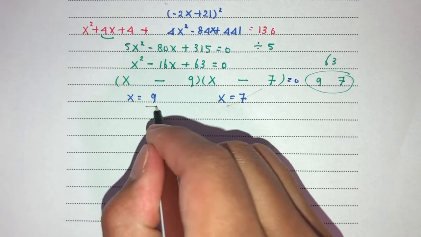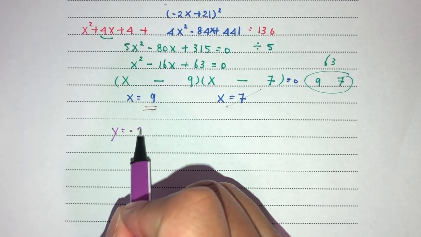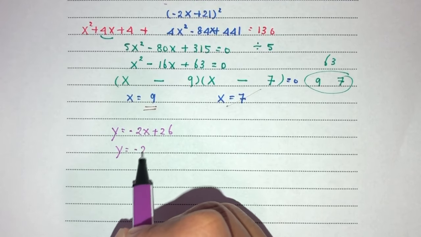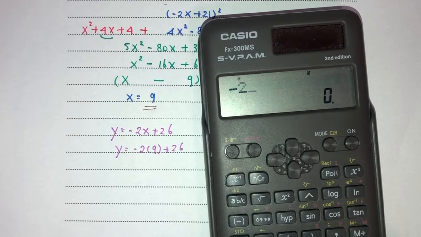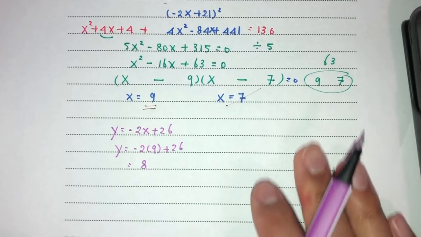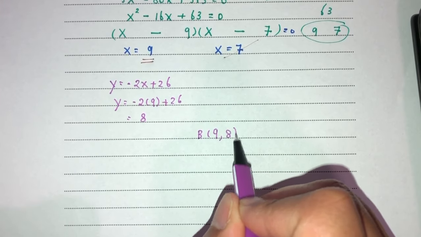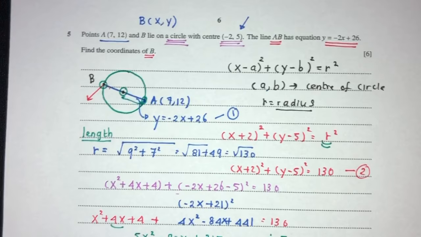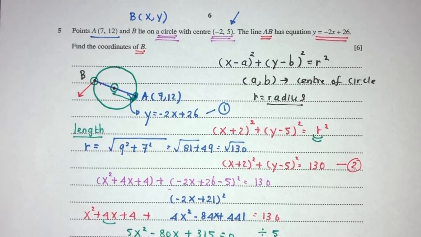Look into this one. Replace. y is a value of minus 2x plus 26. So replace x in here to be minus 2 times 9 plus 26. That should be the value of 8. Therefore, finally, the point B was found to be (9, 8). And this is your answer for question 5. We first have to find the equation and then solve simultaneous equations to find the point B.